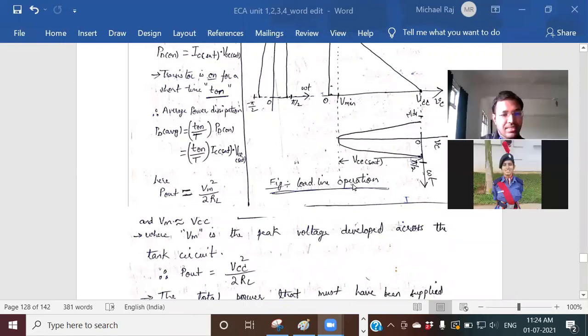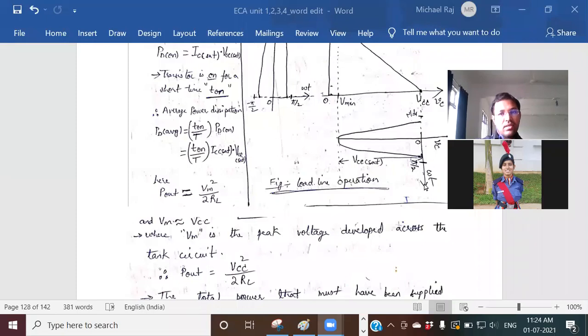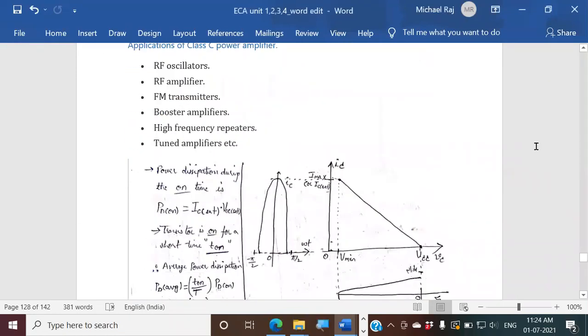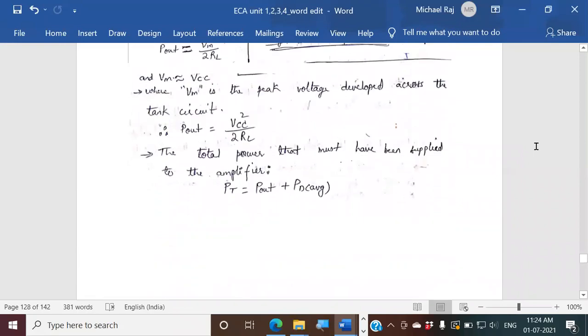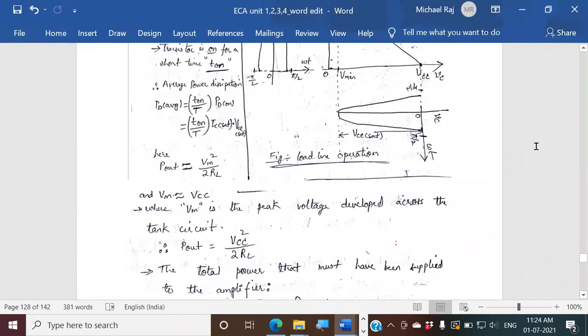So in the previous class we were discussing this particular class C amplifier. We have seen that the reason we go for class C amplifier is because it gives very high efficiency. And we have seen that the expression for efficiency is output AC power by input power.